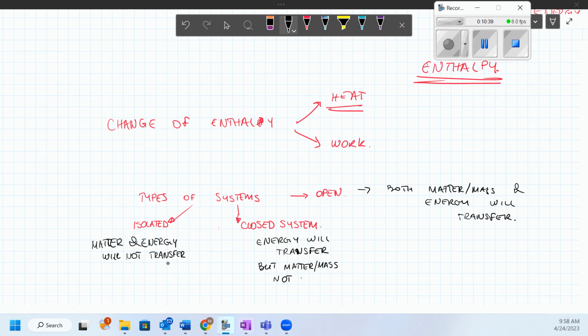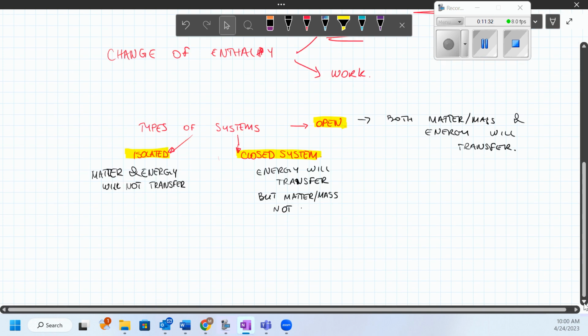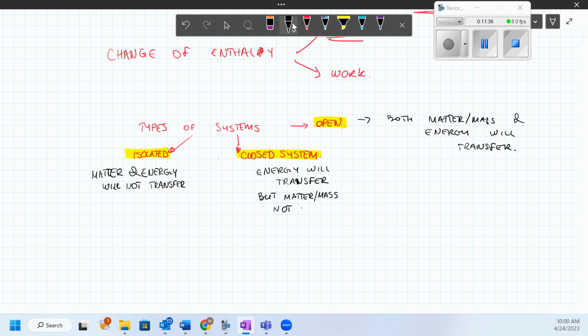Okay, so when we see those three types of system, in the isolated one, matter and energy will not transfer, they will stay in the system, will not move to the surrounding. The closed system, which is the system that we mostly deal with, especially in thermochemistry, is where the energy will transfer from the system, from the chemical reaction, to the surrounding, but matter will not, it will stay in the same place. And then the third one, which in reality is the one that we see every day, is the open system, where the matter and the energy move from one place to the other, in this case from the chemical reaction to the surrounding.